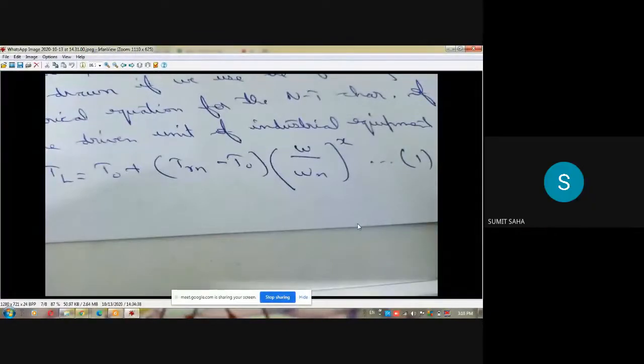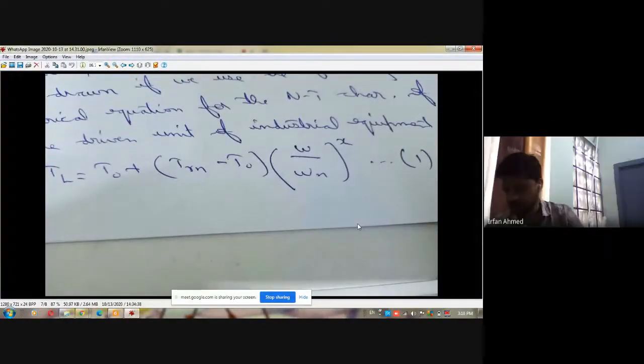Yes, sir. So the equation is given as TL equals T0 plus (TRN minus T0) times (omega upon omega n) to the power x. I take this as equation number 1.